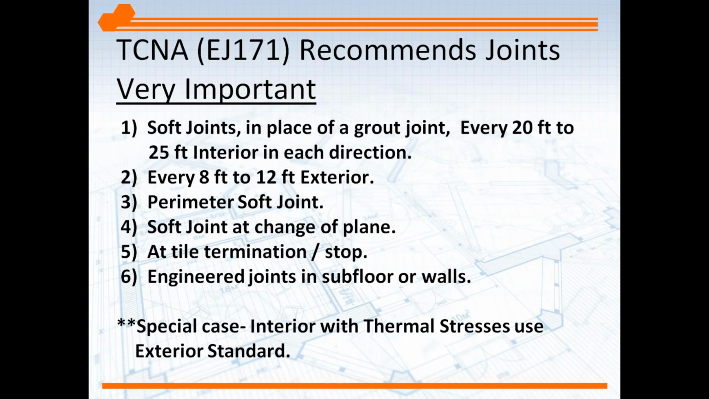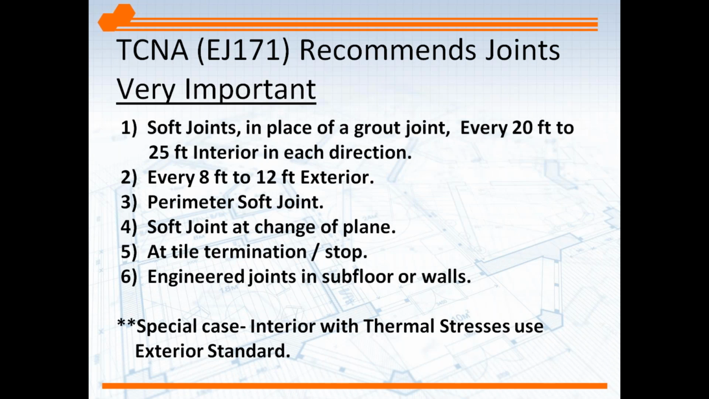Okay, our world of expansion joints. So in TCNA, there are 10 pages called EJ 171, and it's the recommended soft joints, expansion joints, control joints. In there, we have soft joints in place of the grout joint every 20 to 25 feet interior. So every 20 to 25 feet north, south, east, west, we would want to use a soft material, 100% silicone in that joint. Every 8 to 12 feet exterior. So 20 to 25 interior, 8 to 12 exterior.